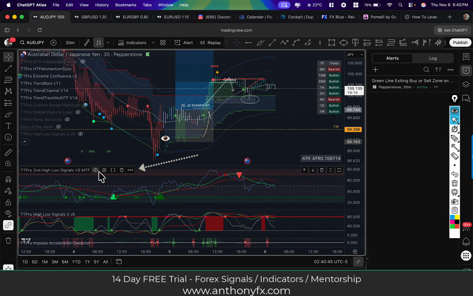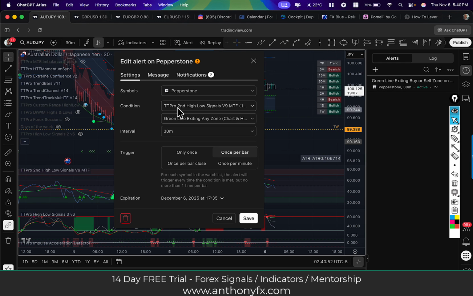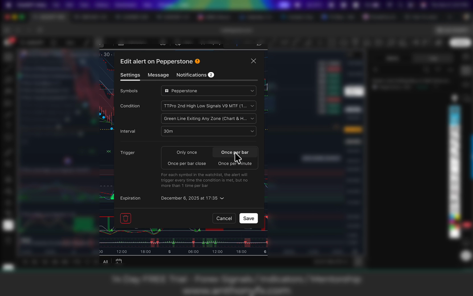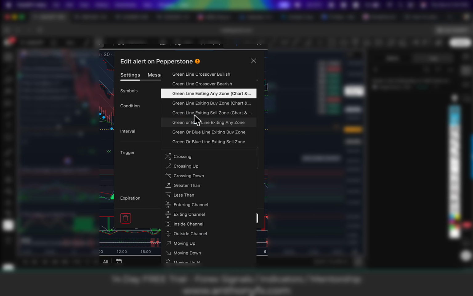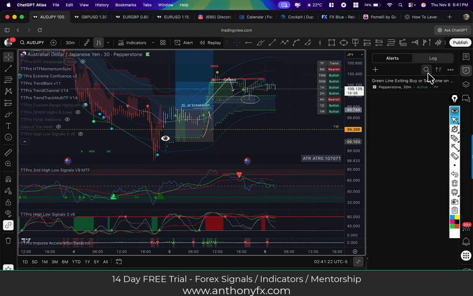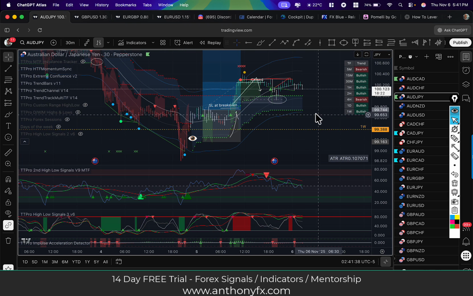All right, so this signal here, the alert on this one, you can set the sound of the alert. It's really important. If we go over here to notifications, we could set this one to be droplet and make that a permanent alert. Play a sound. Notify in app, so I get that on my phone. So come over here and you're going to go once per bar. Green line exiting any zone. So that'll give you both bullish and bearish. That's the one you want. And we'll save that. And that's going to go off on my account. It'll go off on every one of these, any one of these currency pairs. That was the opportunity today.